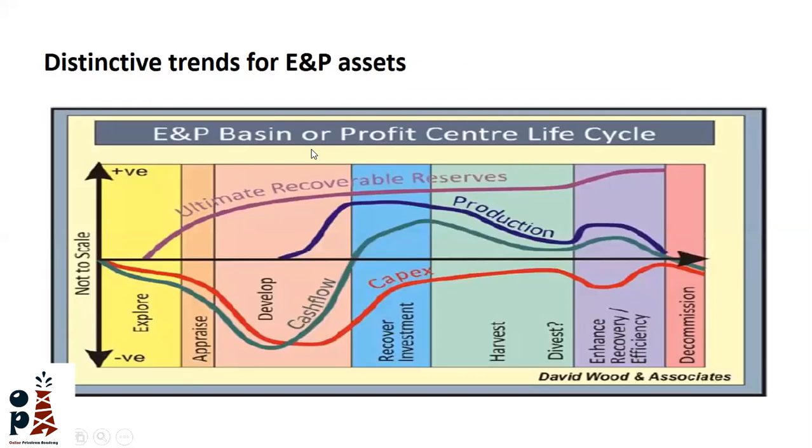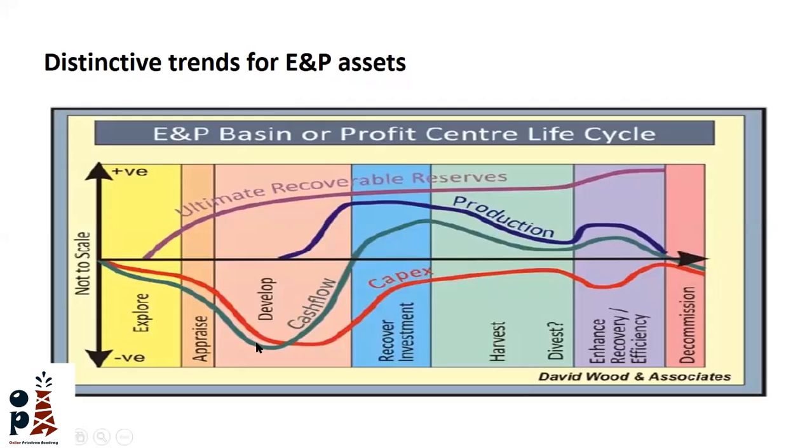So when we look at trends in exploration and production, we find that we have unique trends. What is unique about the trends is that in the exploration phase, you always pay some money, so you have a negative cash flow. The green line is the cash flow. So always you pay money, so you have negative cash flow. Then you go into the appraisal phase, and again you have negative cash flow because you always pay.